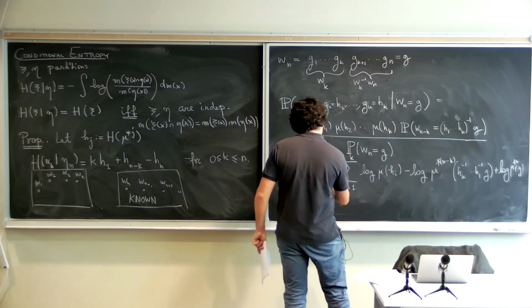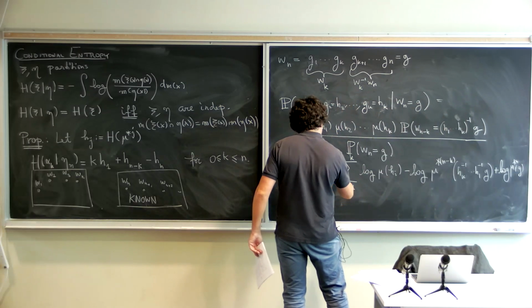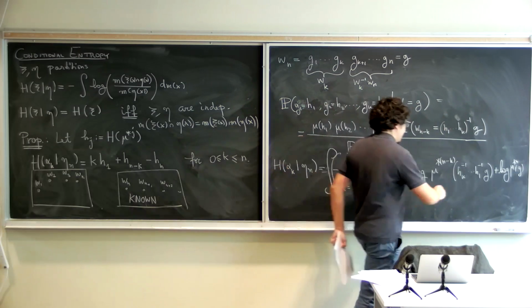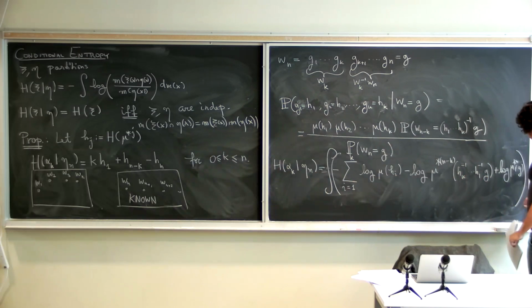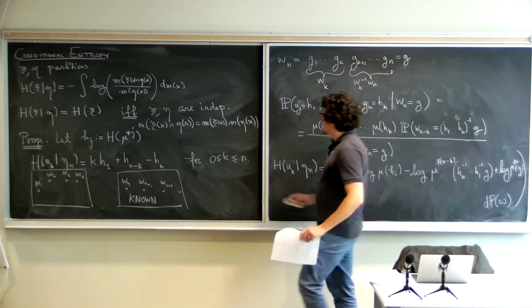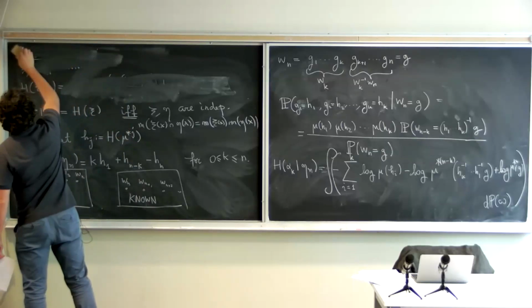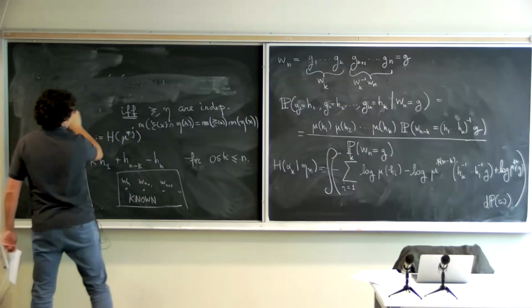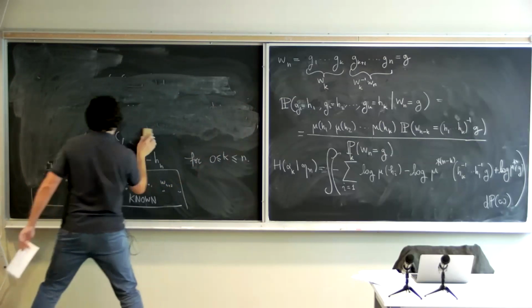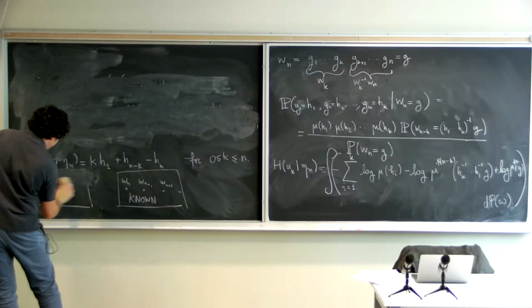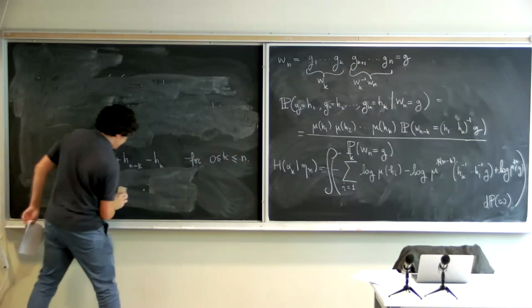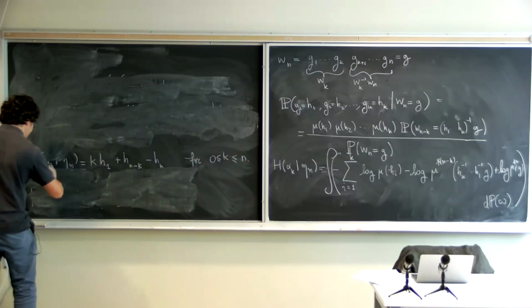So maybe let's write it again as an integral, like that. And the integral is dP of omega technically. But of course, everything only depends on the first n steps, so in the end it's going to be a finite sum. Okay, so it turns out that literally this formula was what we wanted.